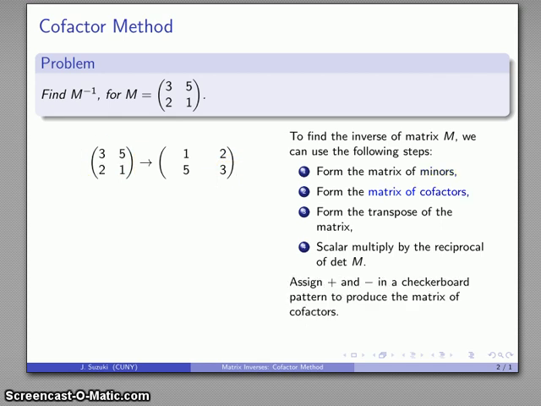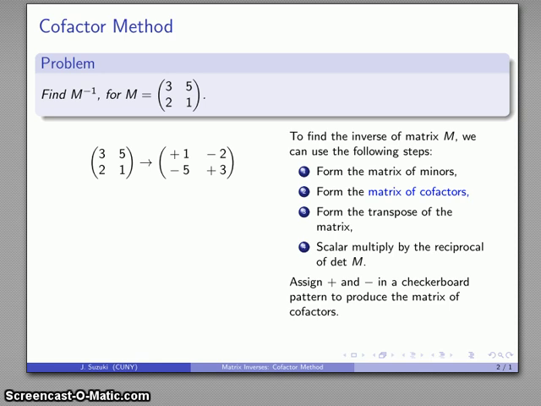Now I'm going to form the matrix of cofactors. And to do this, I'm going to assign plus and minus in a checkerboard pattern to produce this matrix of cofactors. So I'll start in the upper left-hand corner with a plus, and then alternate signs all the way through. And there's our matrix of cofactors.